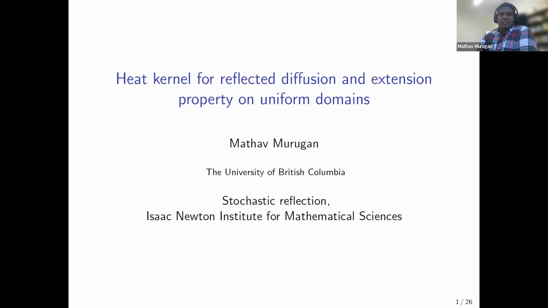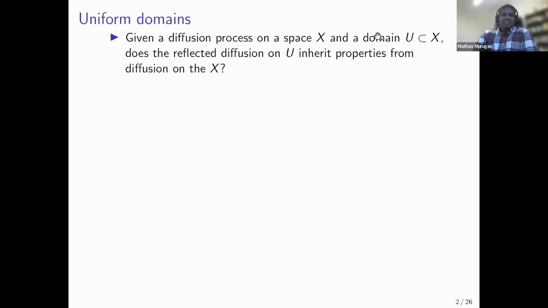This talk is motivated by the following question. Given a diffusion process on some big space X and some domain U, which is a subset of X, we would like to understand if the reflected diffusion on this domain inherits properties from the diffusion on the ambient space X. In this case, the property that I'm most interested in is heat kernel estimates, and also some of its consequences, like Harnack inequalities and bounds on exit times, and so on.